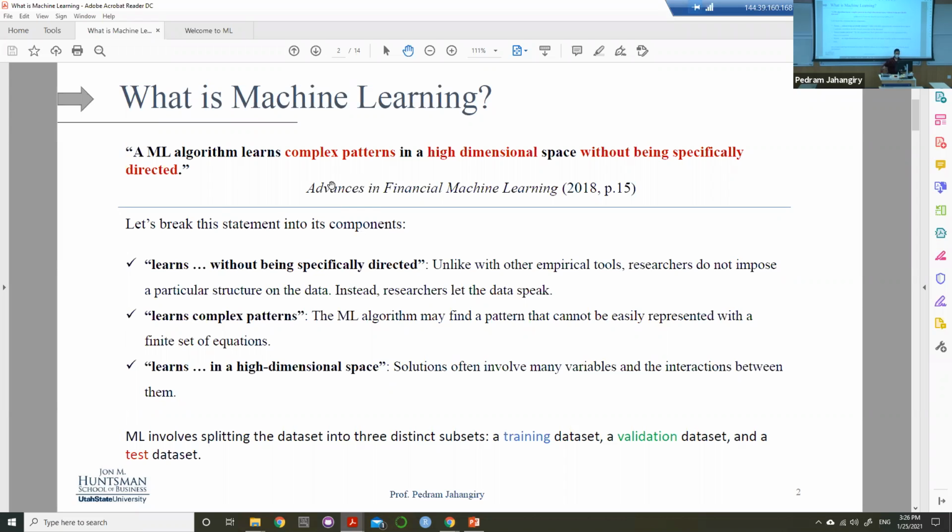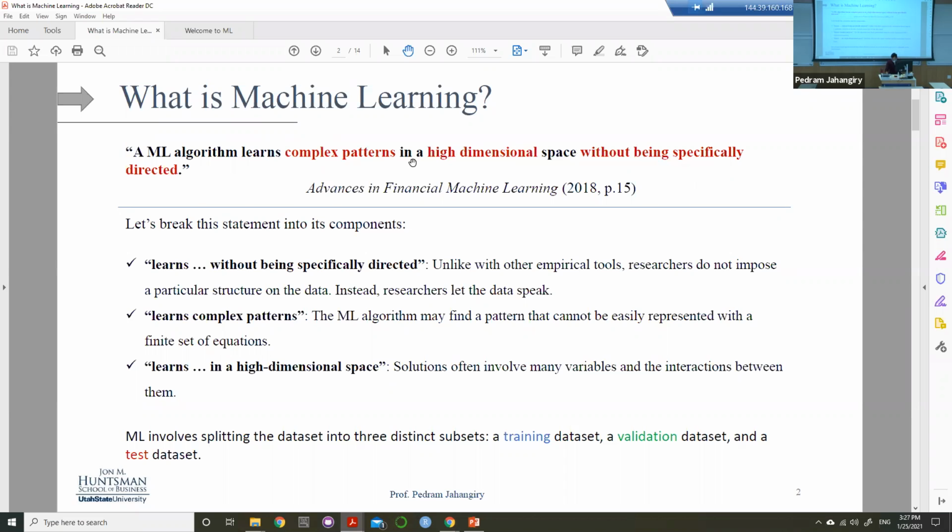So he summarized it like this: a machine learning algorithm learns complex patterns in a high dimensional space without being specifically directed. Okay, so there are some terms that we need to highlight here. Let's start with the last part, without being specifically directed.